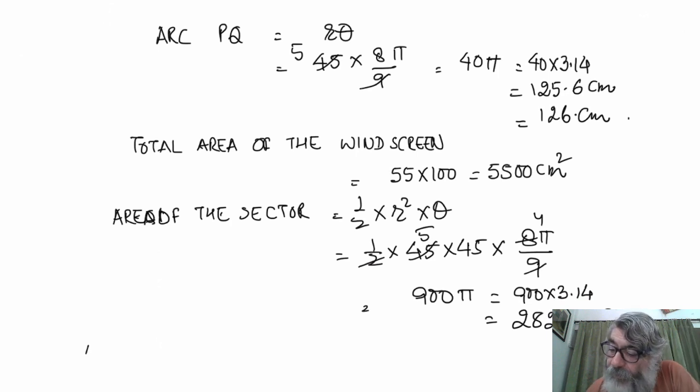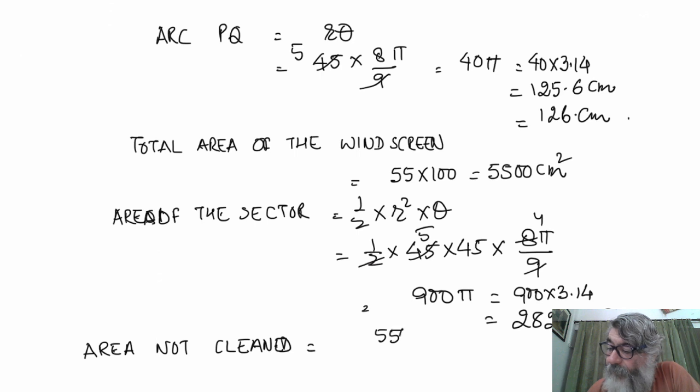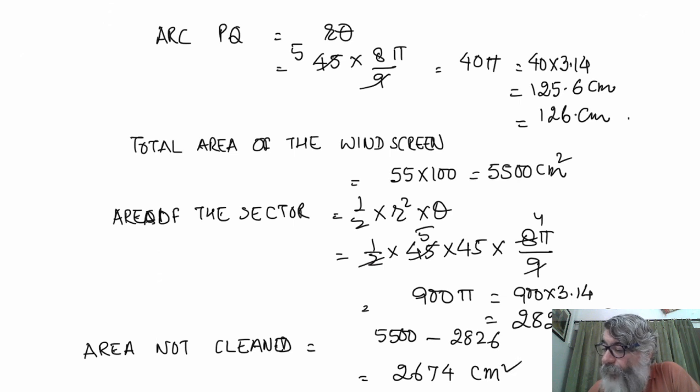Area not cleaned will be how much? 5500 minus 2826, which will come out to be 2674 centimeter square. So this is the total question.